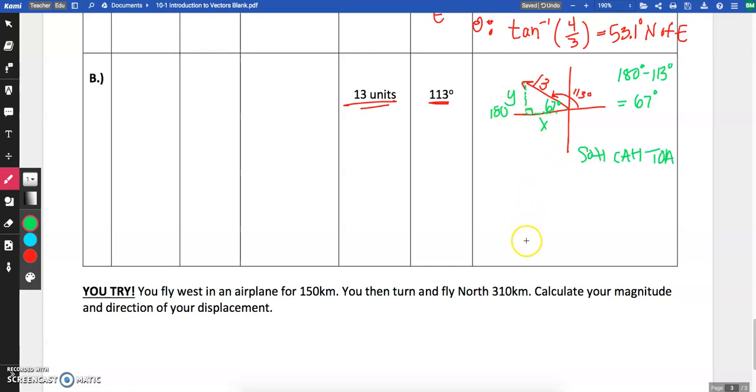So I'm going to pause the video, try this problem, see if you can finish that one up, and then see if you can do the one at the bottom. And then when you press play, I will have the answers up here for you.